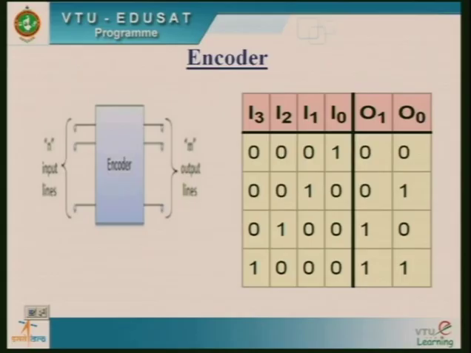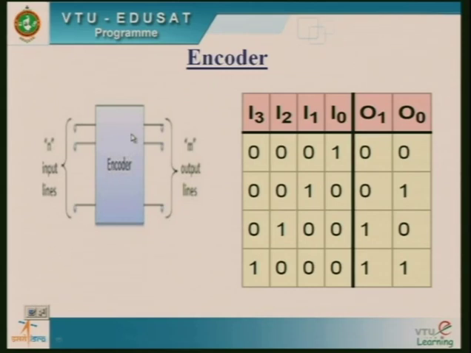So encoders are basically devices to encode various symbols as well as alphabetic characters. The process of converting from symbols or numbers to a coded format is called encoding. Now let us discuss the truth table and operation of the encoder. You can just see here the block diagram of the encoder.